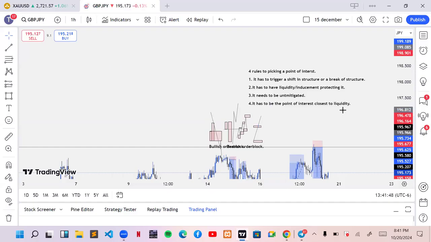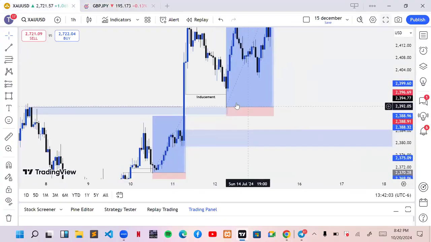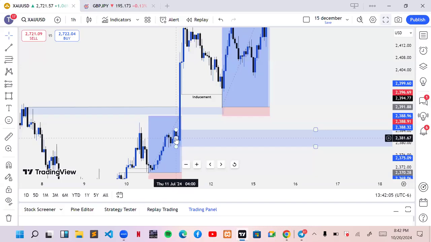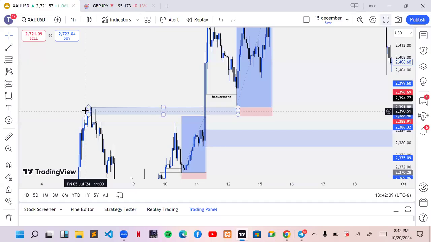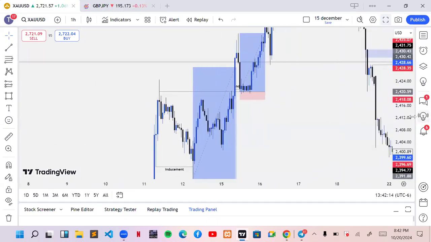It has to trigger a shift of market structure or break of structure. It has to have liquidity or inducement protecting it. It needs to be unmitigated. It has to be the point of interest closest to the liquidity. Pay attention to this rule. We hardly use these setups. Most people would have been waiting to take their trade from this other block. Most people that trade only other blocks would ignore this, because the breaker block is clearly the one closest to inducement or to liquidity.